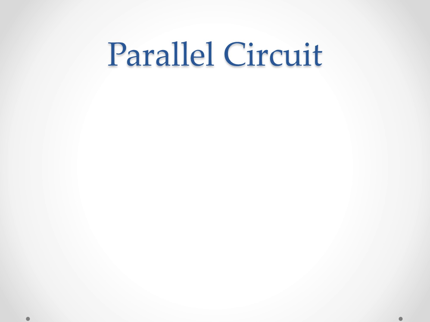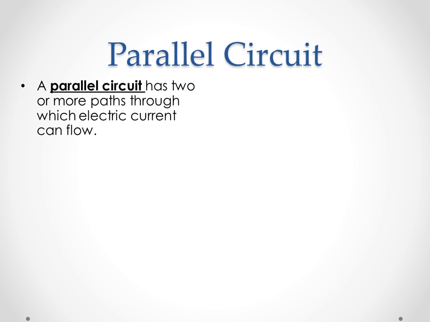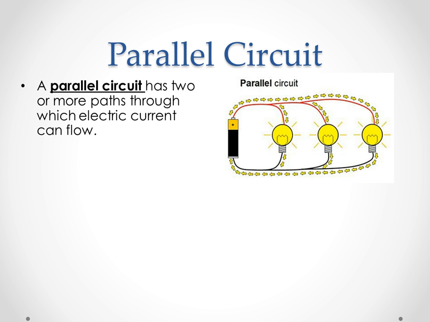Now let's talk about a parallel circuit. A parallel circuit is different from a series circuit because a parallel circuit has 2 or more paths through which electric current can flow. Remember, a series circuit only has 1 path through which electric current can flow. Look at that diagram. There you see there are 3 different paths for the electric current to flow in that parallel circuit. They call it parallel because a lot of the times the different paths run parallel to each other.